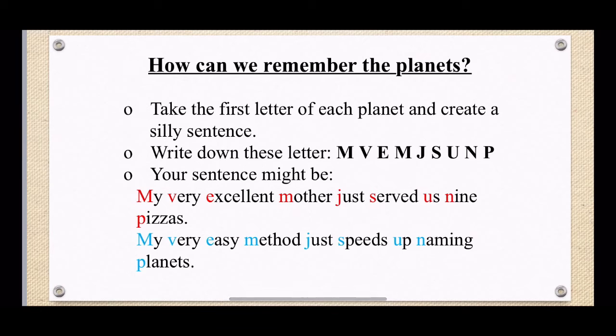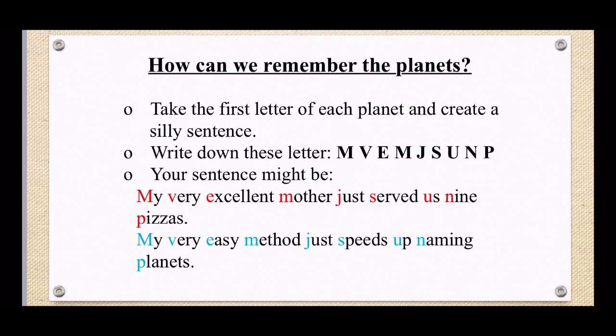Okay, so the first planet is Mercury, so I took the M, right? Then we have Venus, sorry. Then I took the V. Then we have Earth, so I took the E. Then we have M for Mars. And then we have J for Jupiter, S for Sun, U for Uranus, N for Neptune, and P for Pluto. The S is also for Saturn, right?